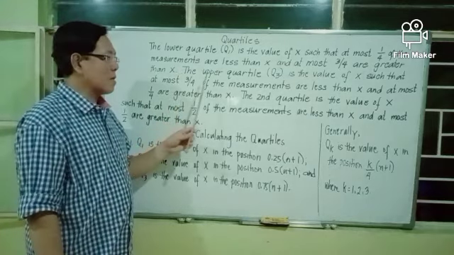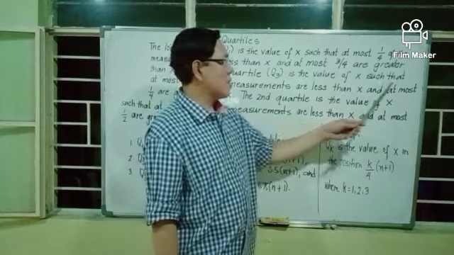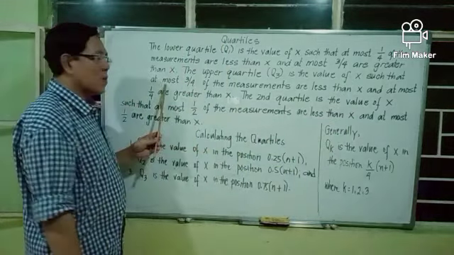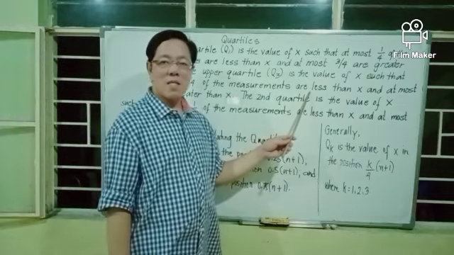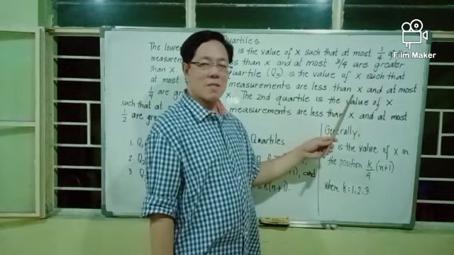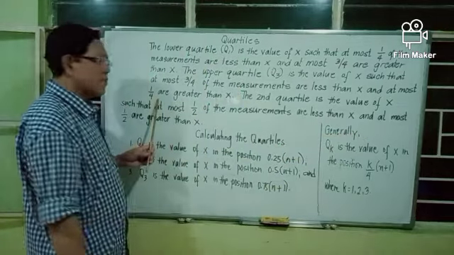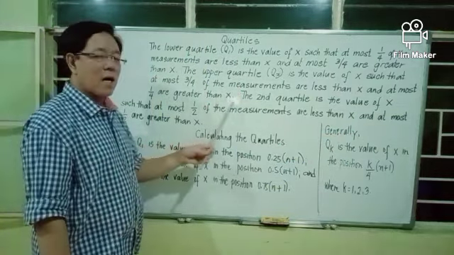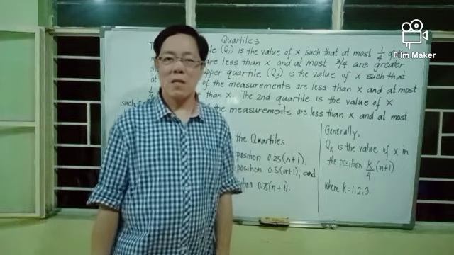The upper quartile, Q sub 3, is the value of x such that at most 3/4 of the measurements are less than x, and at most 1/4 are greater than x. I have also illustrated this in a diagram earlier.